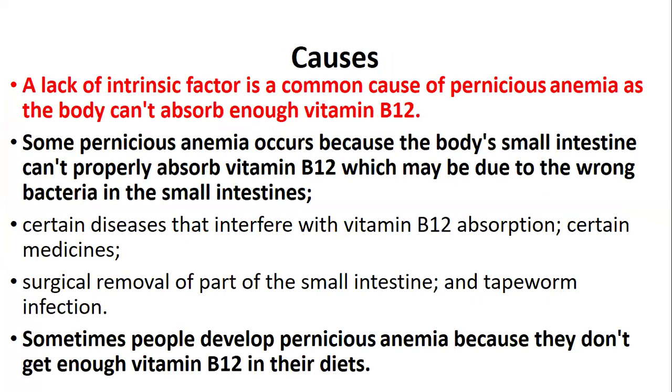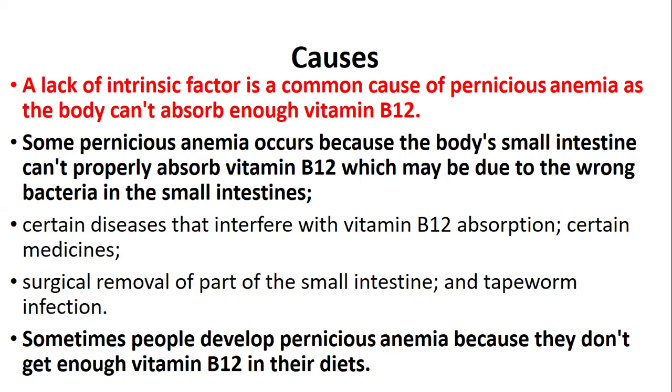in diet. Lack of intrinsic factor is a common cause of pernicious anemia and the body's inability to absorb vitamin B12. Therefore, some pernicious anemia occurs because the body's small intestine can't properly absorb vitamin B12 due to the wrong bacteria that are found in the stomach.